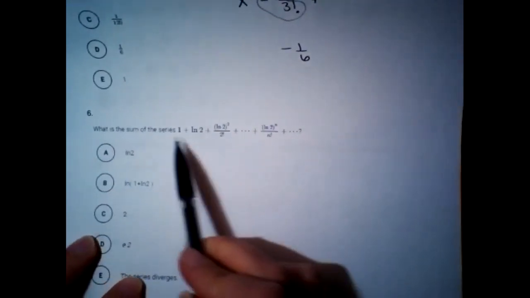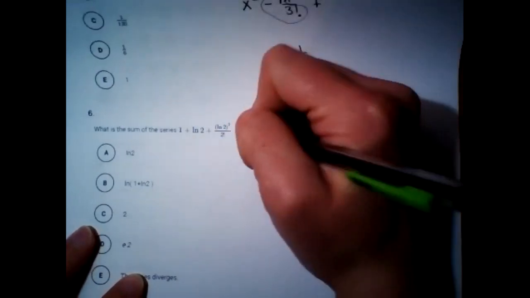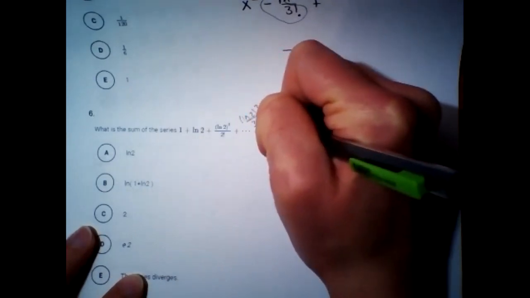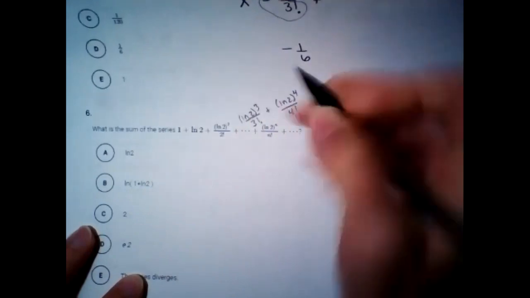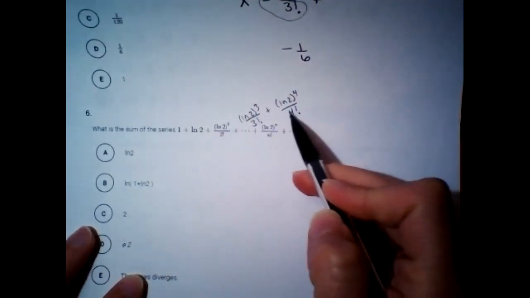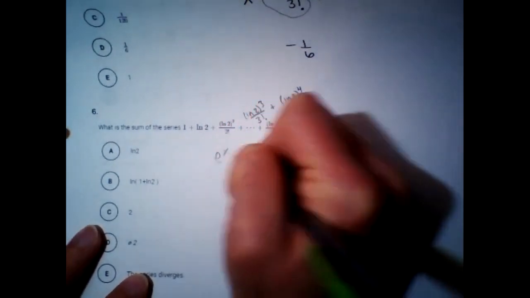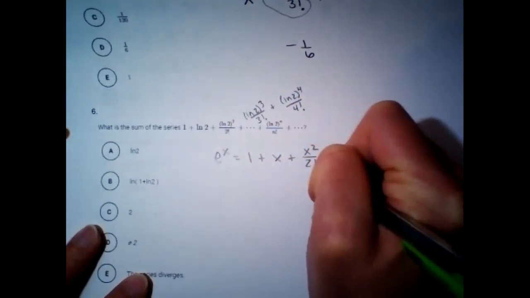And then last one, what is the sum of this series? So they didn't write out very many terms here for you, but this next one would be ln of 2 to the 3rd over 3 factorial, and then you would have ln of 2 to the 4th over 4 factorial. So you have all the factorials in here, 2 factorial, 3 factorial, 4 factorial. So this one is going to be e to the x. And so let me just write out a few terms of that one.